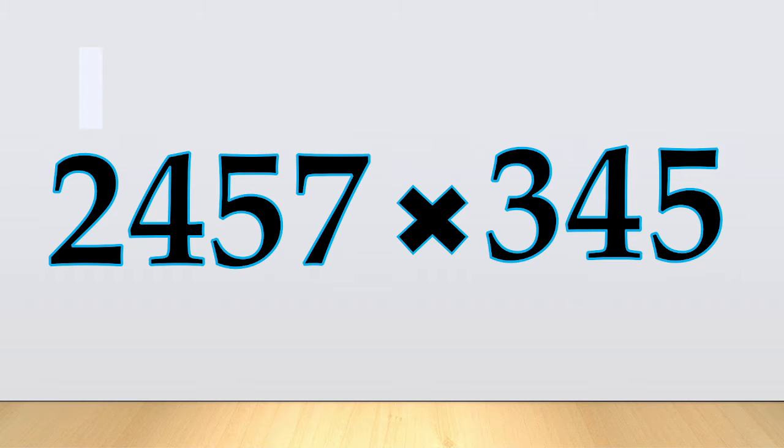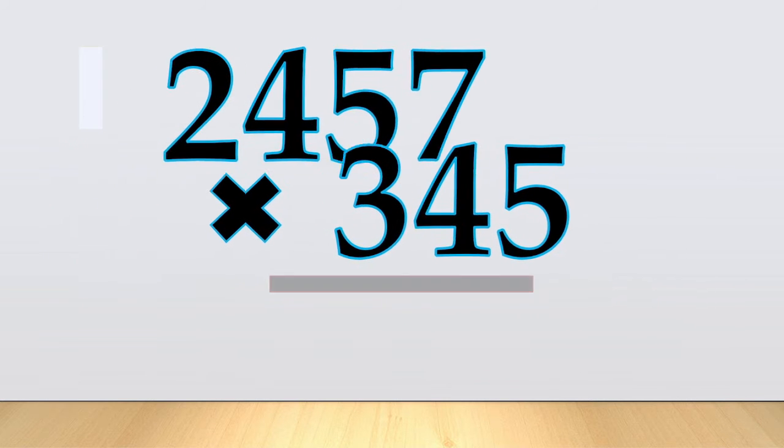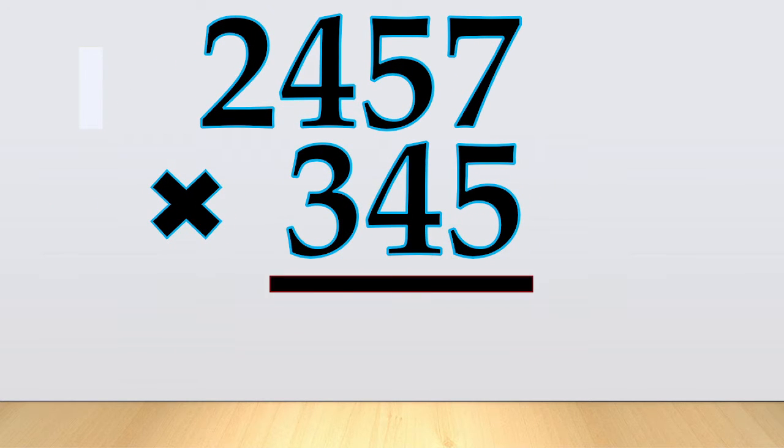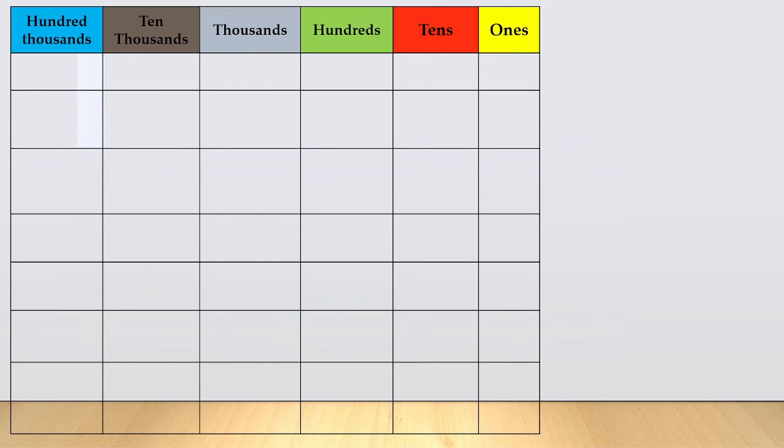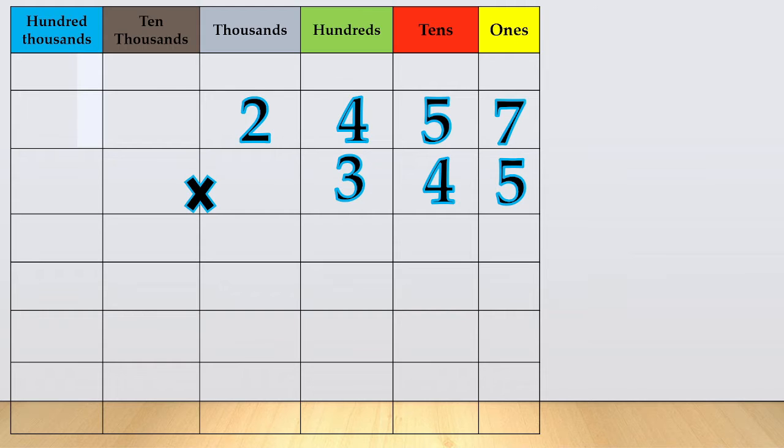2,457 times 345. First, arrange the numbers in columns like this. Place the digit of the number in a column based on its place value.